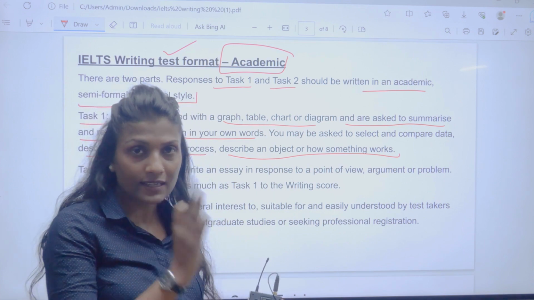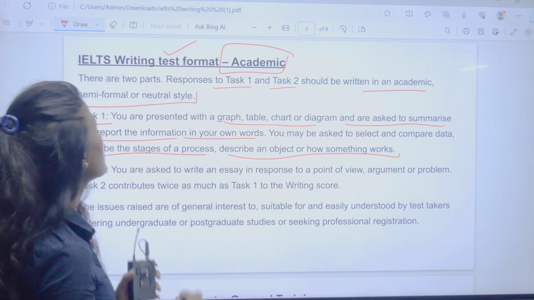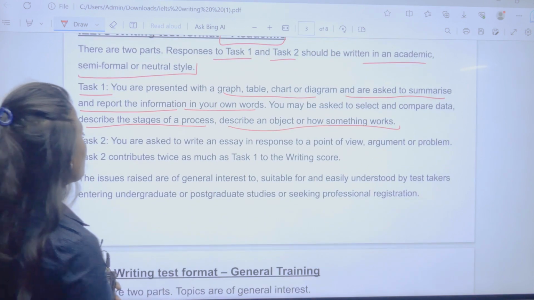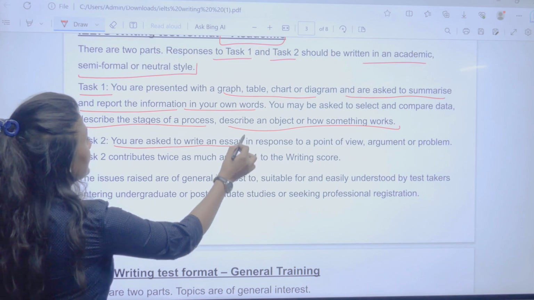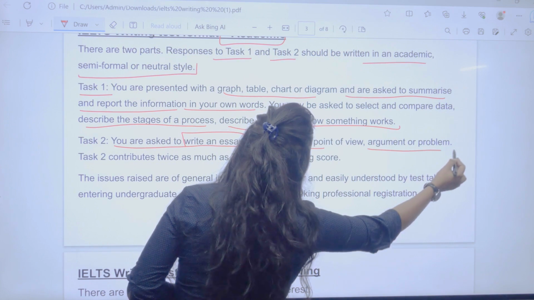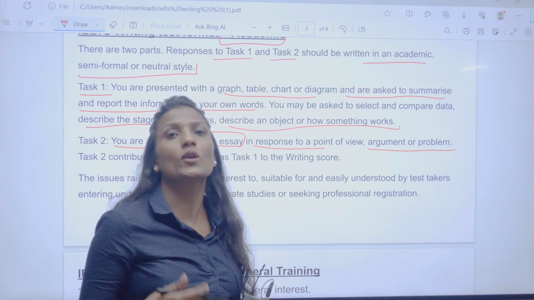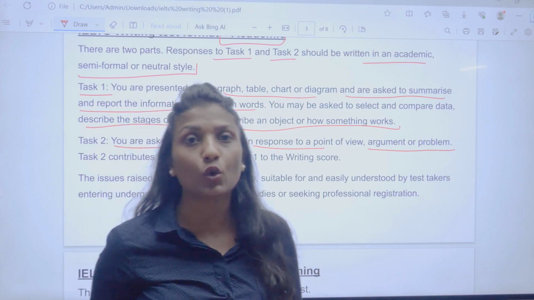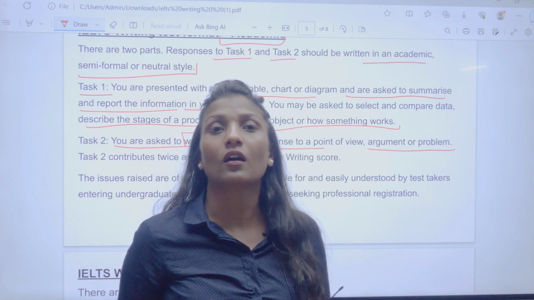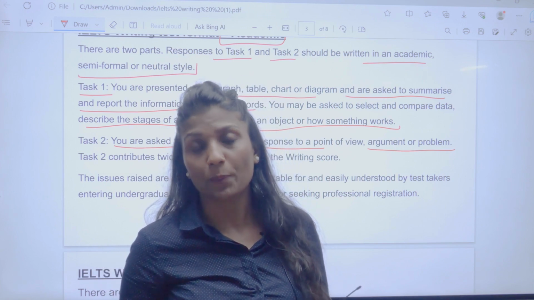Okay, so you might get a table or graph and then you need to summarize the information which is expressed in that table or question. Now in task 2, you are asked to write an essay in response to a point of view. You can have an argument or problem with respect to that essay topic. You need to express your opinions, you have to argue, you need to compare and contrast. So it will be on a basic day-to-day topic, and they might ask you a general topic too.